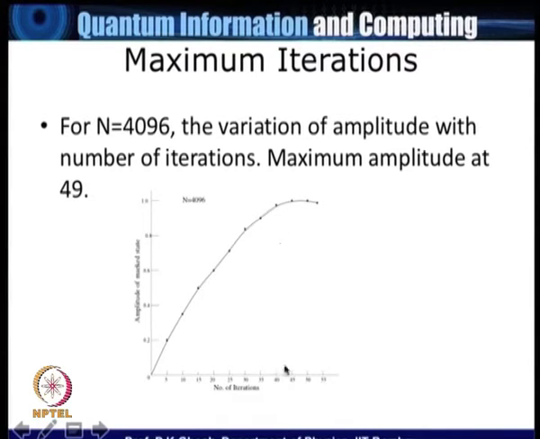Now what is found here is that when the number of iterations is 49, you will find that if you take that formula that I gave you, it comes very close to 50. Then the amplitude of the marked state almost becomes equal to 1. And after that, however, the amplitude starts decreasing with respect to this 49, and then it will sort of complete cycles.